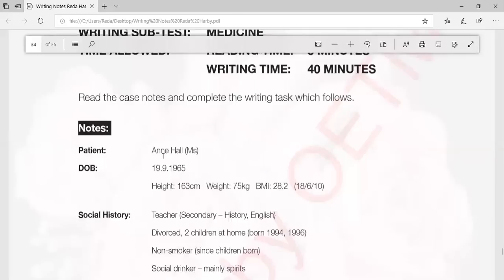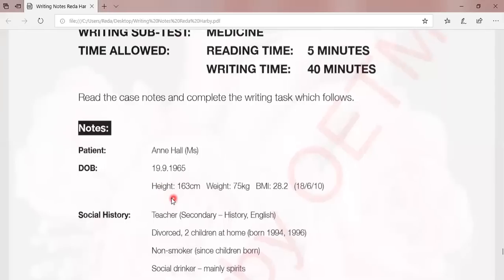So now, this is the patient name, Anne Hall. Miss Anne Hall. This is the date of birth, 1965. This is the height and weight and body mass index. This is the body mass index on this date, on 18th of June, 2010. Social history, she's a teacher.